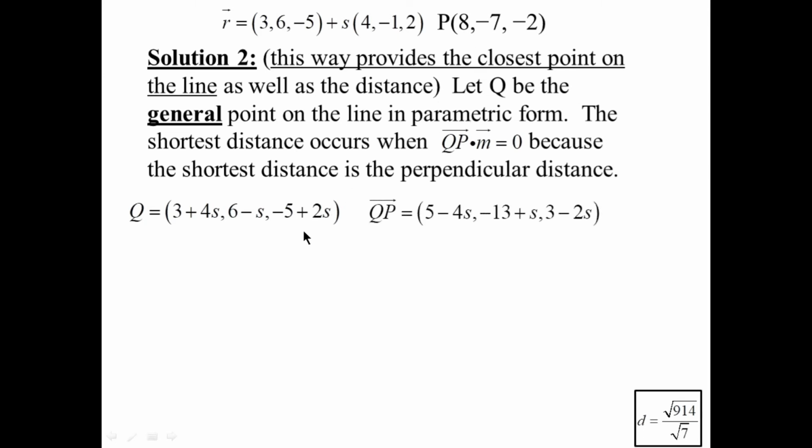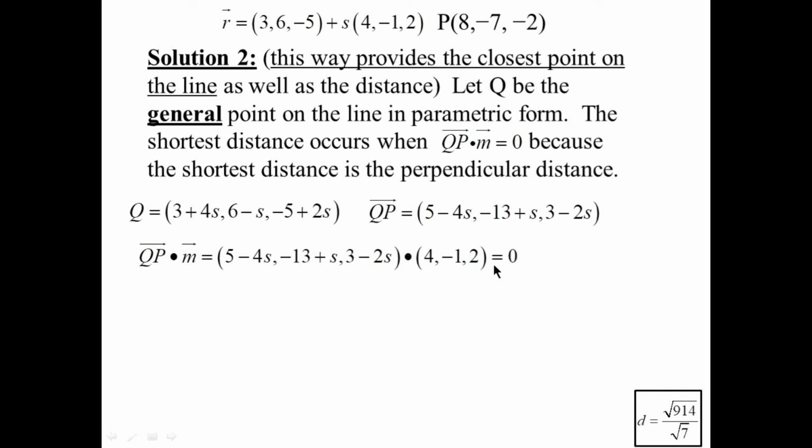So QP will be 8 subtract 3, which is 5 minus 4s. Negative 7 subtract 6, which is negative 13 plus s, because remember, we're subtracting. Minus 2 subtract negative 5, which will be 3 minus 2s. So here's our QP. And we know that this has to dot to 0 with the direction of the line. So we'll dot it to 0 with the direction of the line.